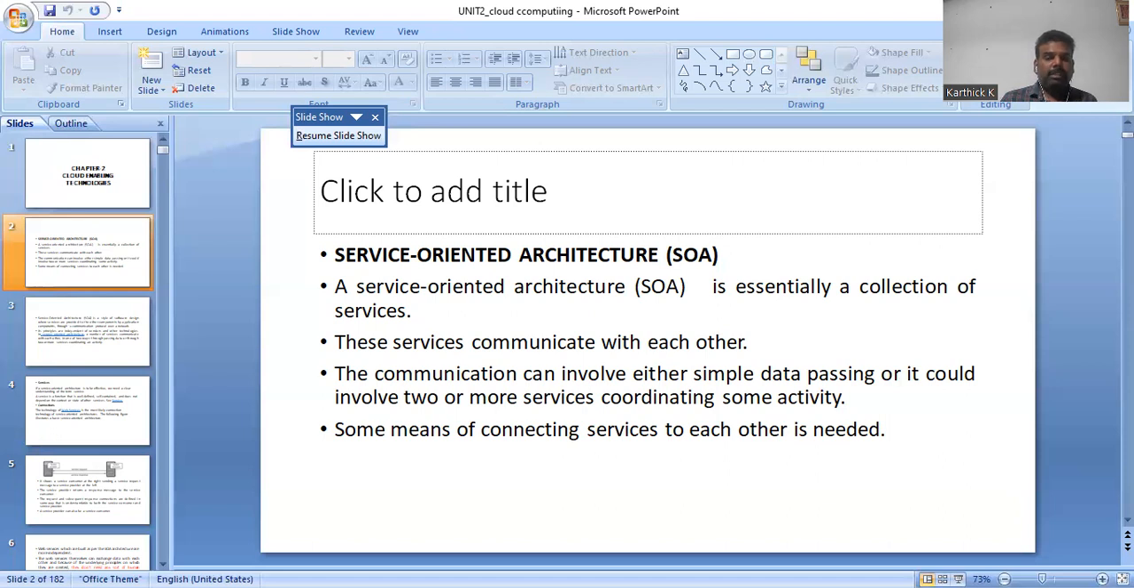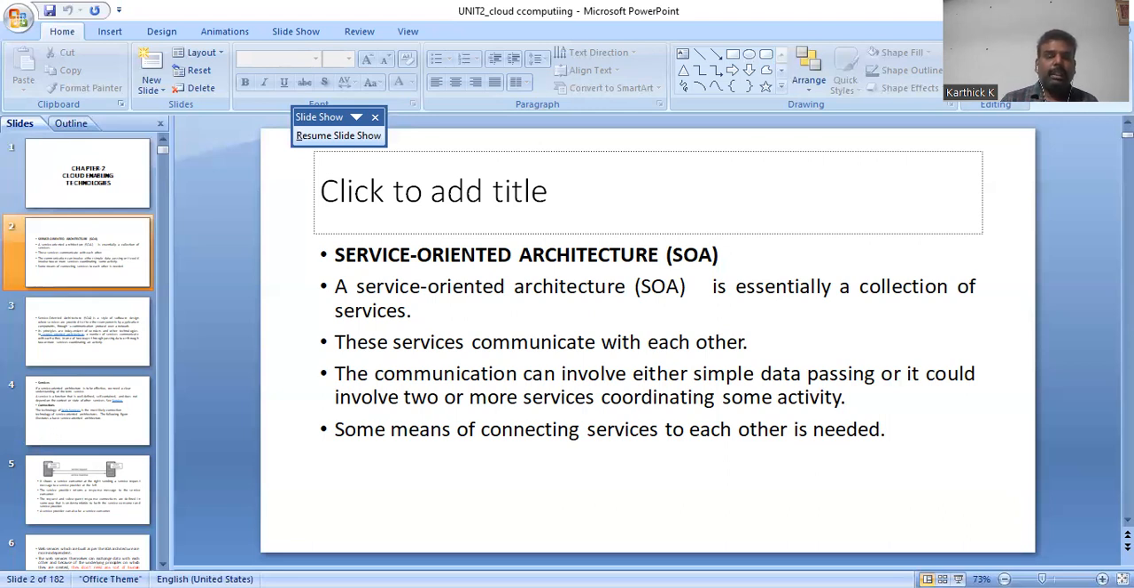So we have different types of architectures in cloud computing. REST is also one of the architecture. In second unit, we are going to discuss the different types of architectures which are available for enabling cloud computing. REST is also one of the architecture styles that defines a certain set of constraints to be used for creating web services.